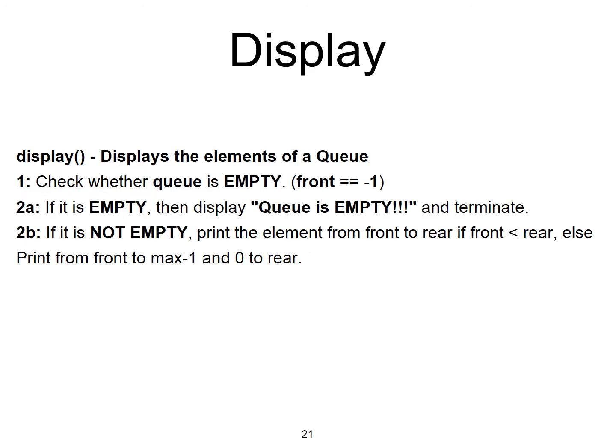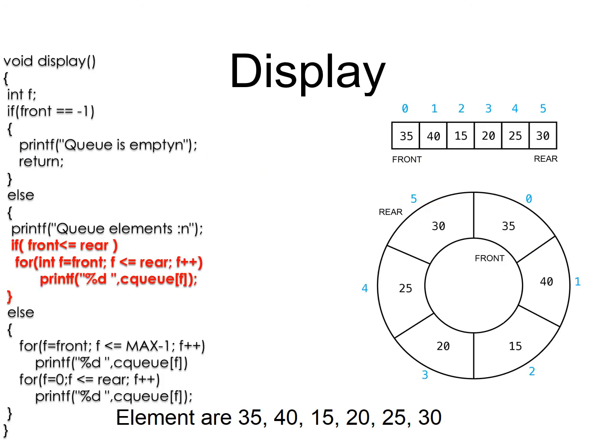So the next one is display. Only 2 conditions. If my queue is empty, display fails. If my queue is not empty, I have to print all the elements of the queue. So let us see how to print all the elements of a circular queue. We'll take an example. Now my queue is full, no deletion is performed. All 6 elements have been inserted for the first time. That means front will be in 0, rear will be in the last position.